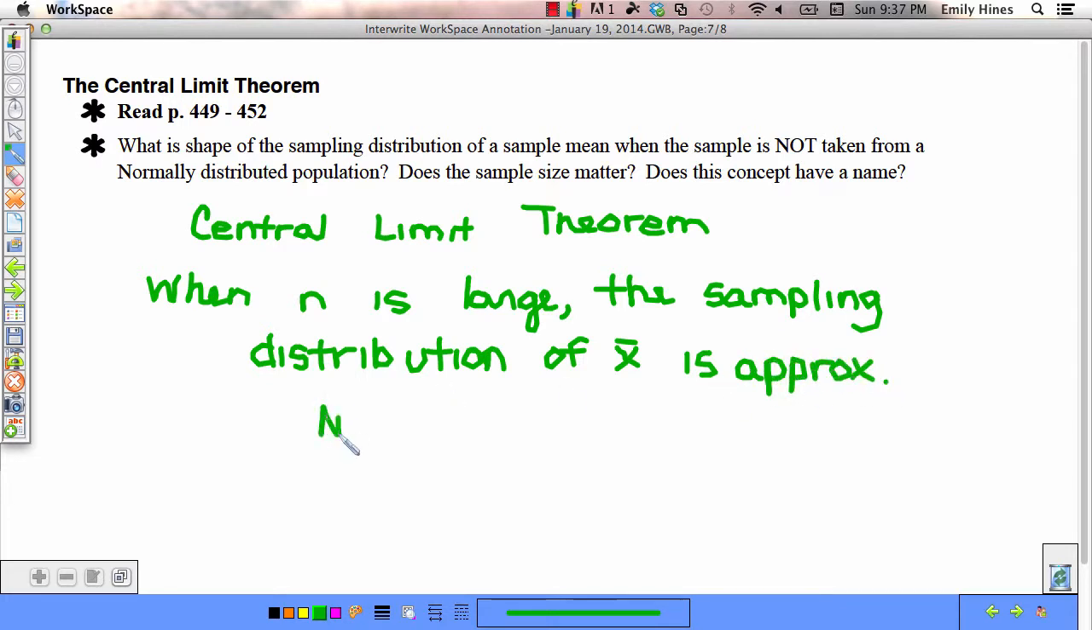The question is, how large is large? What quantifies large? For us, large is any sample size that is greater than or equal to 30. Now, in the real world, it's probably going to vary from field to field, like social sciences to medical stuff, maybe even from statistician to statistician. But for us in AP, large is anything greater than or equal to 30.